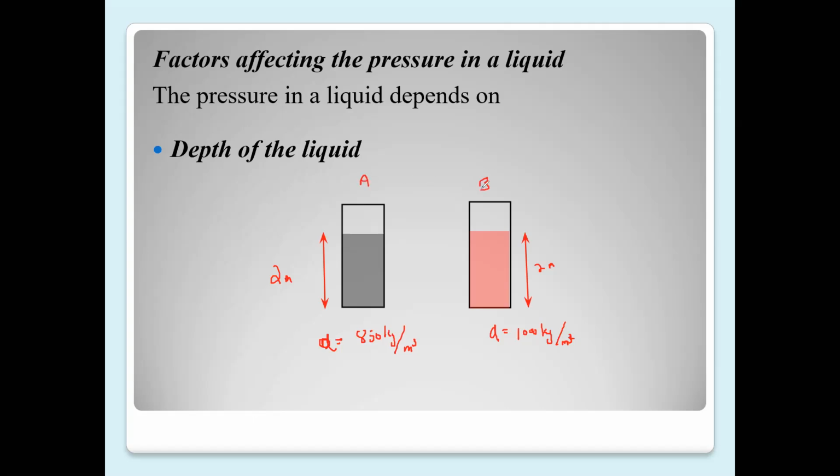Which liquid is applying more pressure at the base, A or B? So how to calculate this? The pressure exerted by the liquid is equal to density of a liquid multiplied by gravity multiplied by depth. They both have the same depth, so depth is constant. They both have the same gravity because it's on Earth, same planet, so gravity will be same.